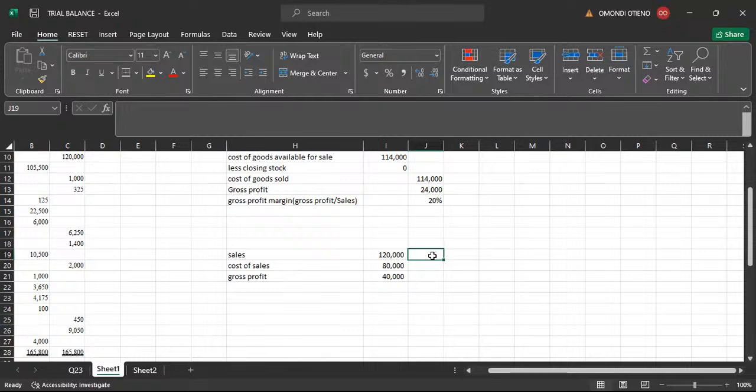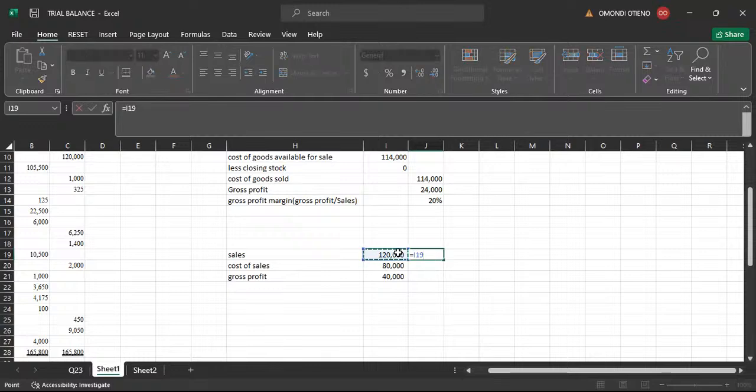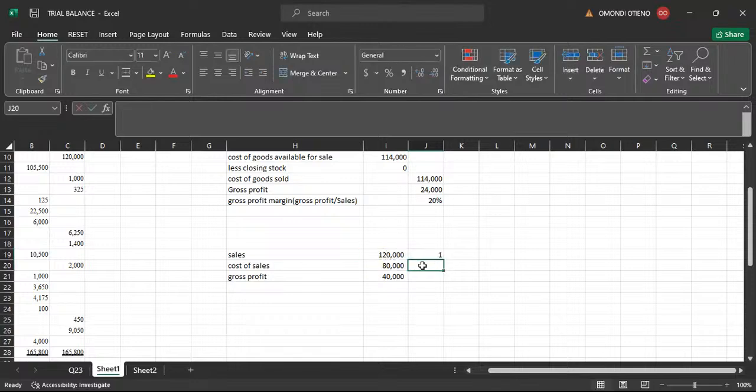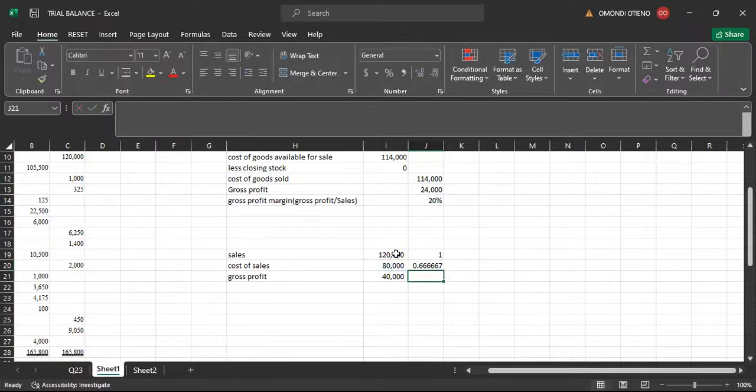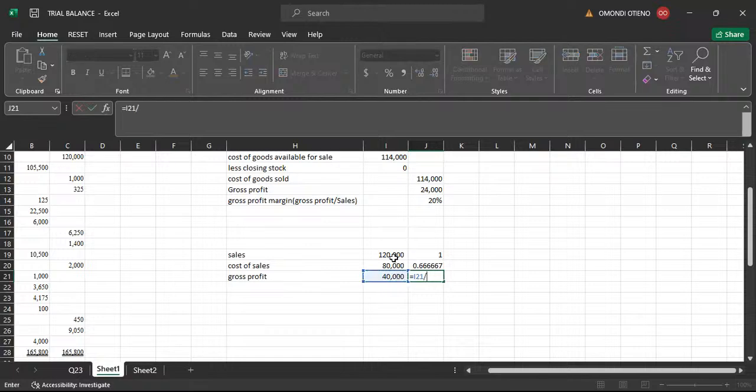If I want to get the ratio, let's check the formula for our gross profit margin. It is gross profit over sales. If I want to get the cost of sales ratio, it is cost of sales over sales value. If I want to get the gross profit ratio, it is gross profit over sales value.